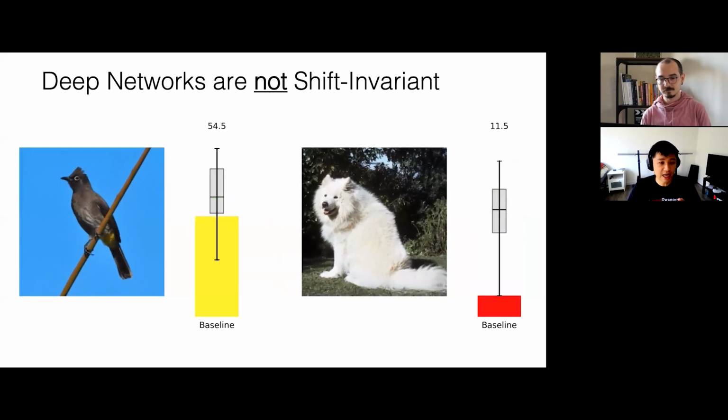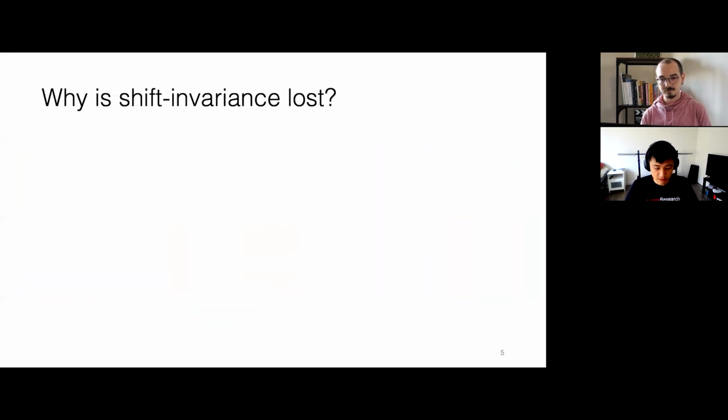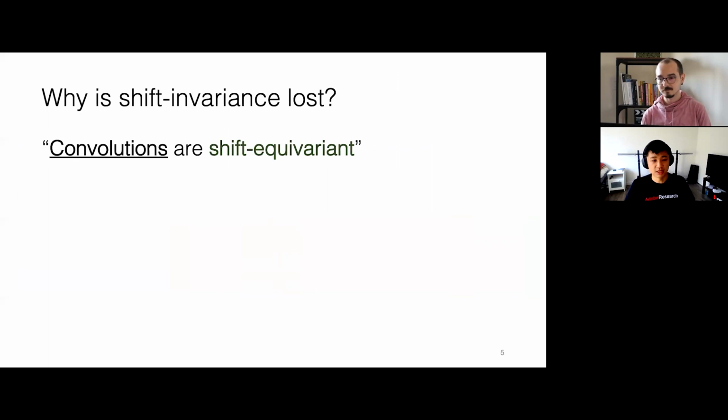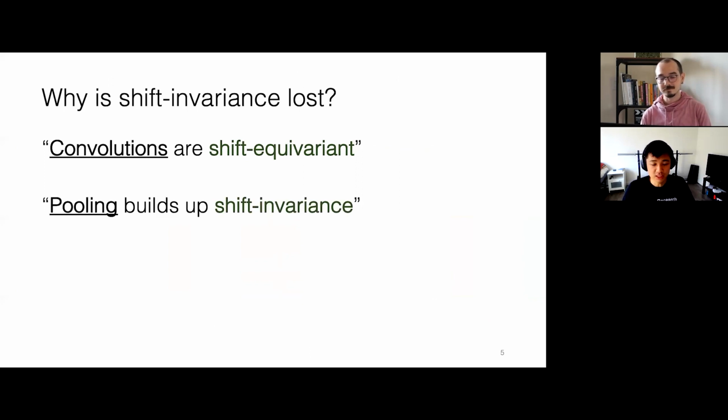So what is actually happening here? Well, we have to investigate why shift invariance is being lost. After all, underneath the hood, there are a few components. For example, convolutions are shift equivariant. That means the features should be sliding around with the image. And pooling is supposed to build up shift invariance, giving you a bit of spatial slack. Now, if this were the whole story, then we should not see the behavior we saw on the previous slides. The deep network should in fact be shift invariant. But it turns out this is not the full story.